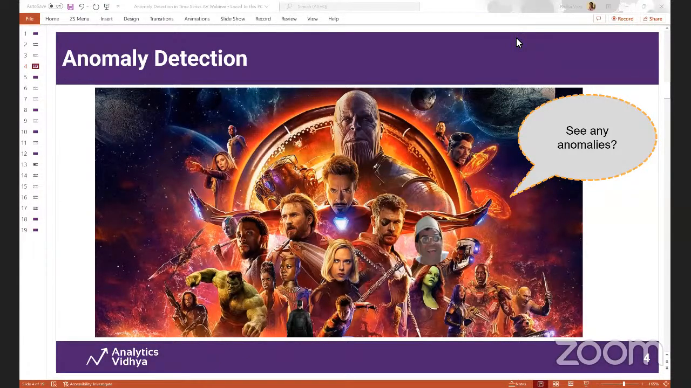And that is because without any labels, without any title of the picture, they seem to be out of place, right? We can make it out that most of the characters belong to Marvel except these two. So this is very intuitive for us to say that okay, these two are the anomalies in this entire picture.